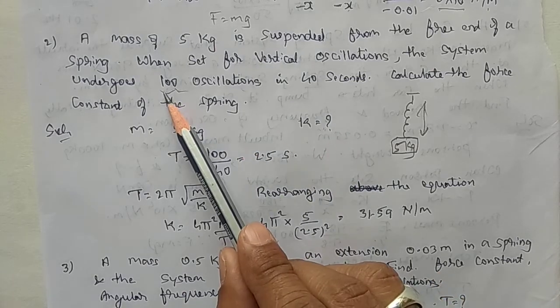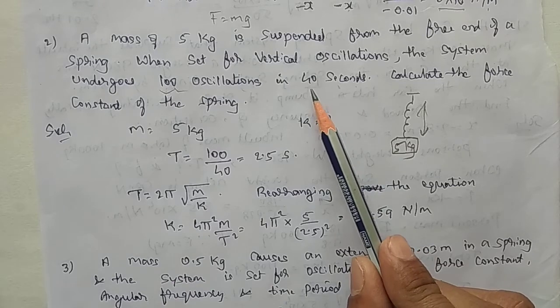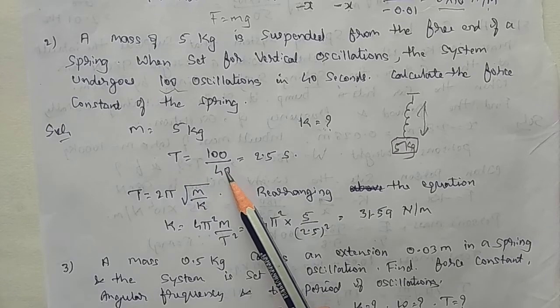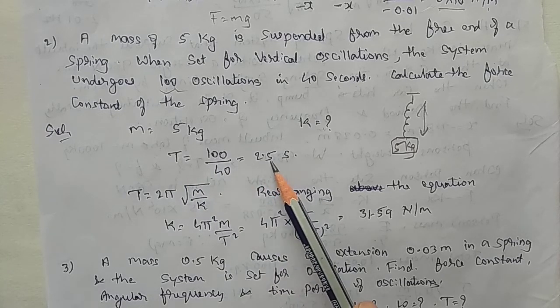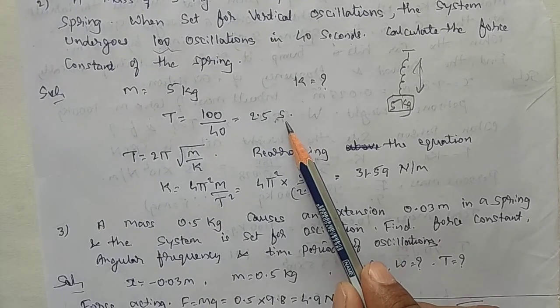As there are 100 oscillations in 40 seconds, the time taken per oscillation gives the time period T. Therefore, T is going to be 40 by 100, so it is going to be 0.4 second.